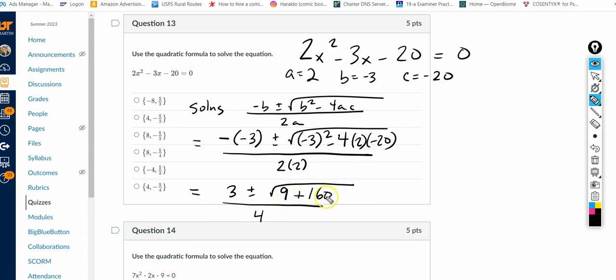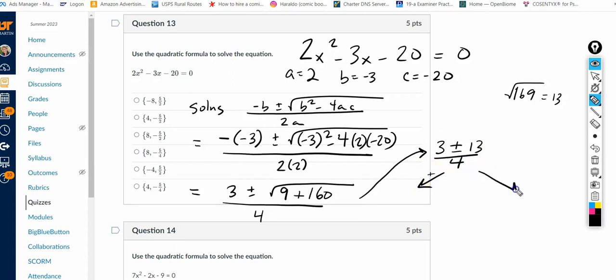All right, now 9 plus 160 is 169, and the square root of 169 is equal to 13. So we're going to have 3 plus or minus 13 over 4 is our answer. And we'll have two answers, one if we use the plus sign, and one if we use the negative sign.